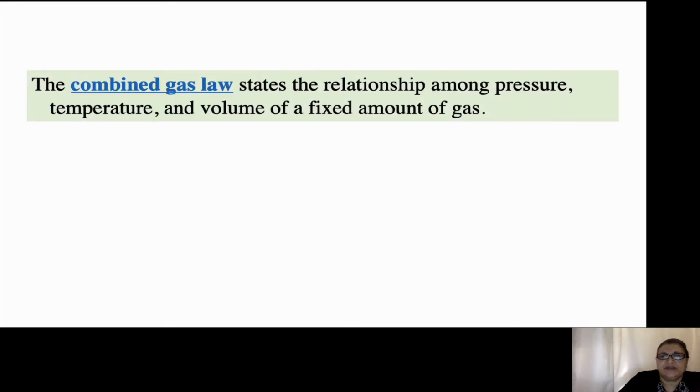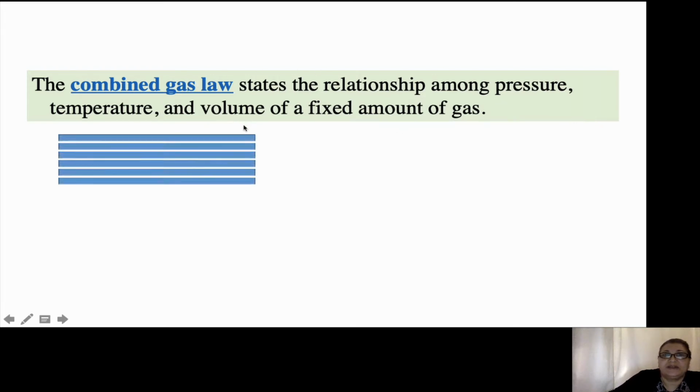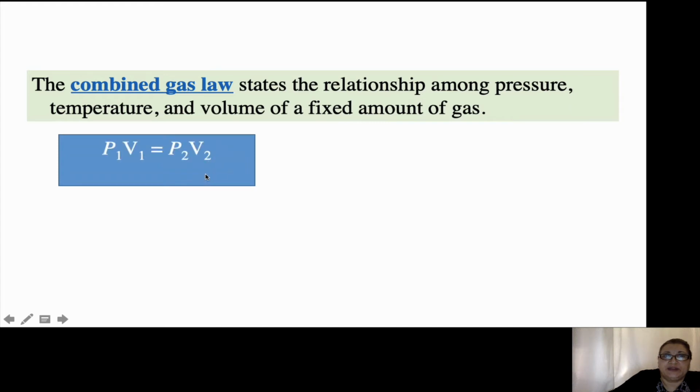Hello, everyone. Last time we learned about Boyle's law, Charles' law, and Gay-Lussac's law, and many variables. So we have a law that's called the combined gas law, and that's what it does. It combines all the variables, the pressure, the temperature, and the gas. So one relationship that we can use.